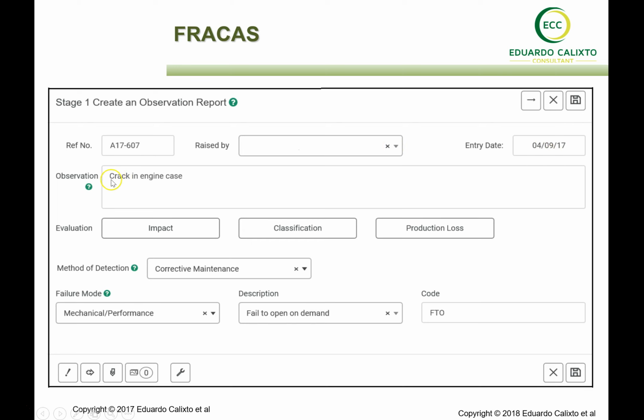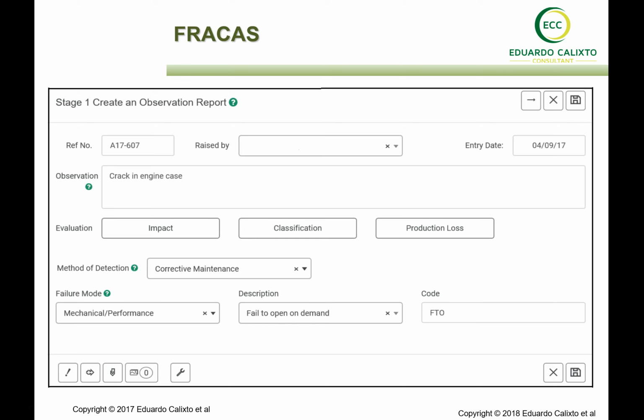And here they put some observations about the condition of the equipment; they checked some cracks in the engine case. So they can also evaluate the impact of such a crack. They classify the type of the failure and define if there will be some production loss. They can define the method of detection, and also here we have failure modes and description. So the failure modes are, and then again, the FMEA and RCM are a very important issue.